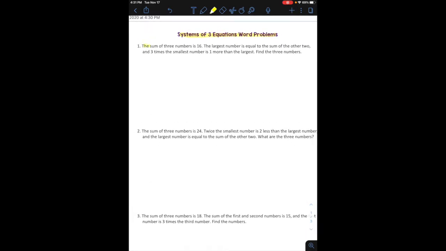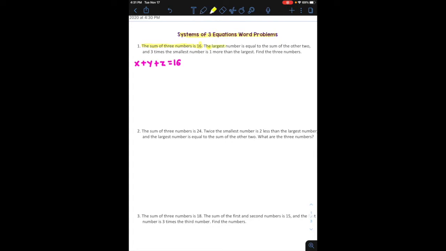Our first sentence in problem number 1 is the sum of three numbers is 16. We're going to go ahead and represent that using x, y, and z for our variables. And since the sum of them is 16, we'll say x plus y plus z equals 16.